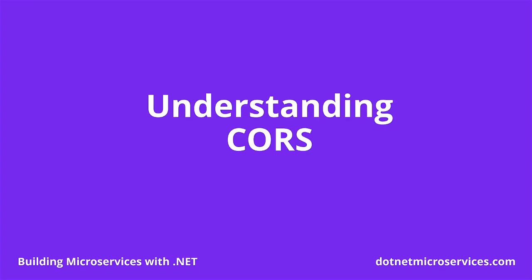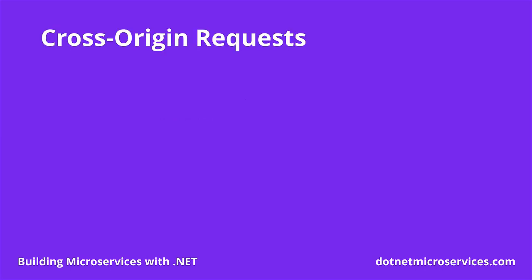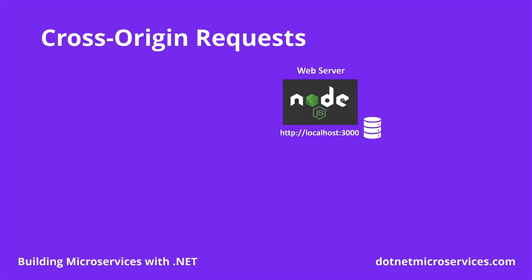In this lesson, you will learn about cross-origin resource sharing, also known as CORS, what problem it solves, and how it can help us enable the communication between our front-end portal and our microservices. To understand CORS, let's first understand what a cross-origin request is. Let's put our catalog microservice to the side for a moment, and let's imagine that the Node.js web server that is hosting our front end is also the server that hosts the REST APIs to interact with the Mongo database that owns the catalog data.